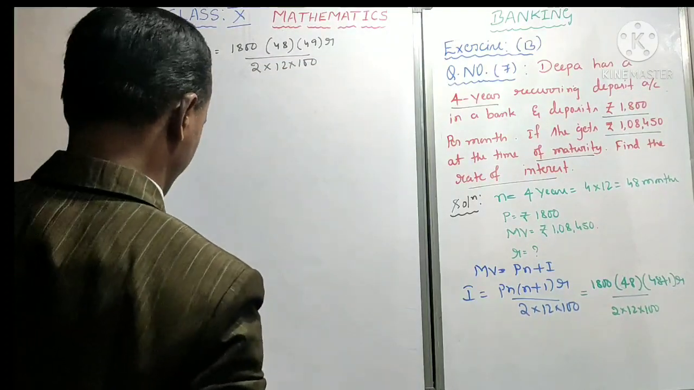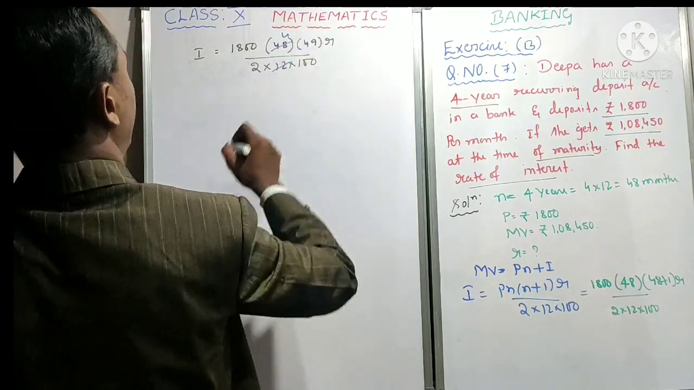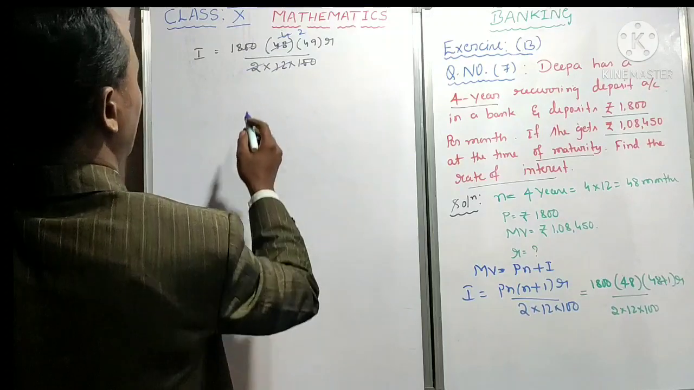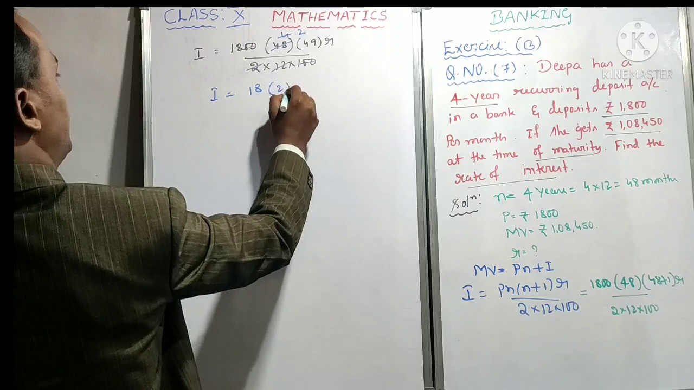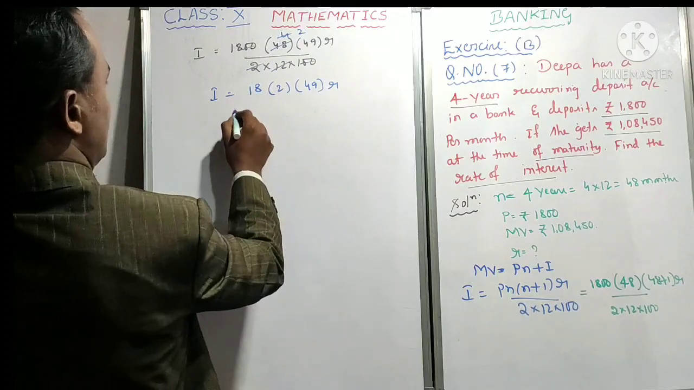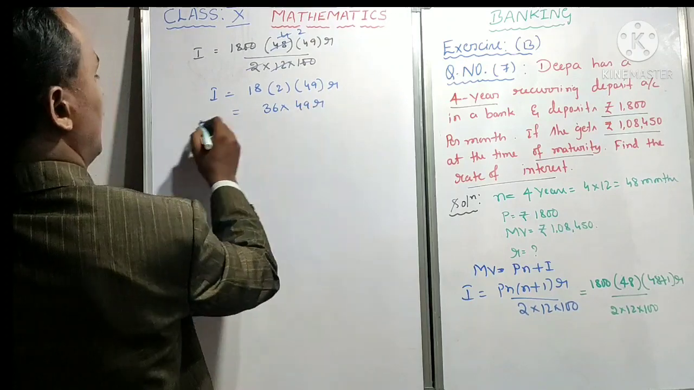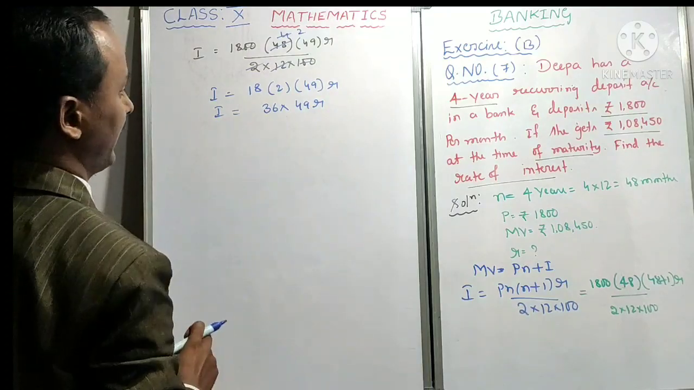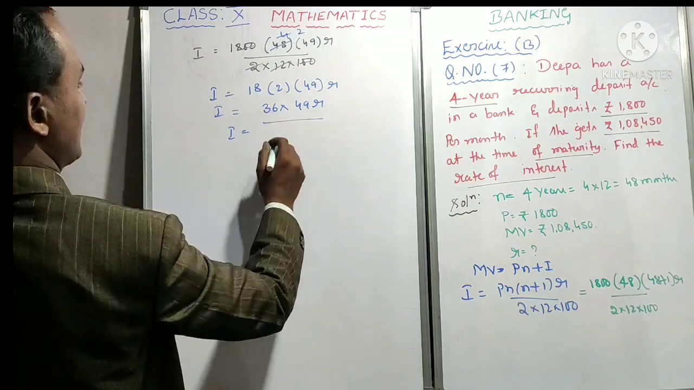Now what is the next step? You know, simplification. Here, 12 ones are 12, 12 fours are 48. Then 2 ones are 2, 2 twos are 4, so 2020 is over. The remaining denominator is over. I is equal to 18 into 2 into 49 into R. Next, 18 twos are 36, multiplied with 49 R. So I is equal to 36 into 49 R. Now I will multiply 36 into 49.